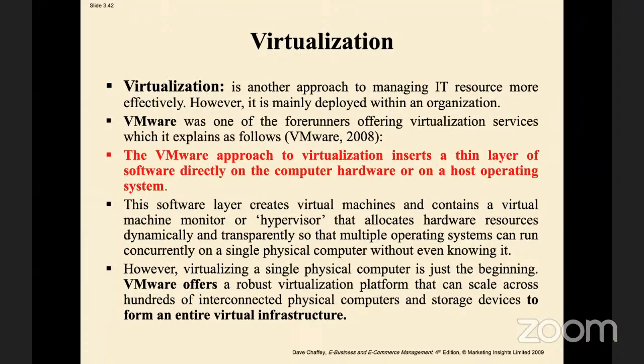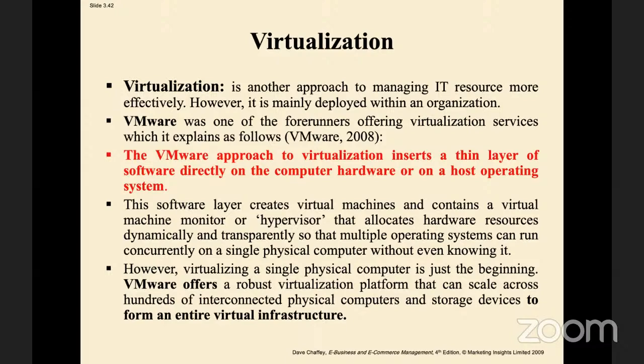This software layer creates virtual machines and contains a virtual machine monitor or hypervisor that allocates hardware resources dynamically and transparently, so that multiple operating systems can run concurrently on a single physical computer without even knowing it. So it is some type of layer that is created that does not physically exist, but it makes sure that it exists on that particular computer.